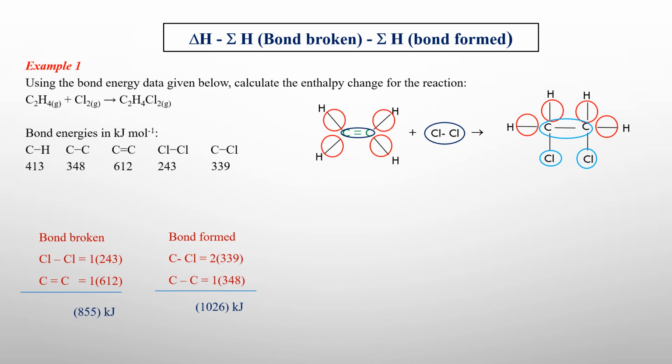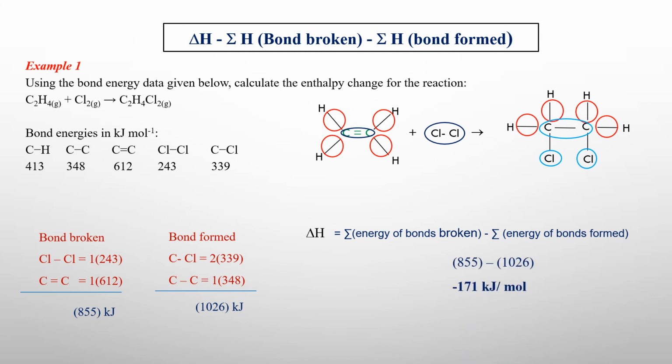Now we use the formula: delta H is equal to the sum of energy of bond broken minus the sum of energy of bond formed. All you have to do is substitute in the values, and the enthalpy change comes to negative 171 kilojoules per mole, because all the reactants and products are in 1 mole.